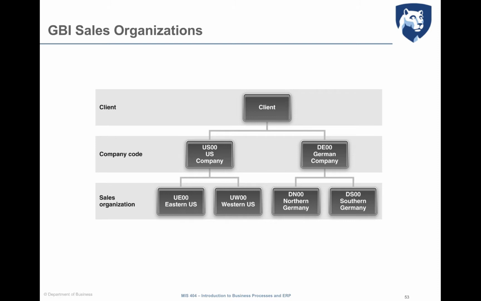If we stick with our example, the GBI example, we can see that GBI is a general company which is divided into two companies, GBI US and GBI Germany. Each of the two companies has sales organizations divided in two according to the geographical area. For the US, we have a sales organization for the Eastern US and one for the Western US, and for Germany, one sales organization for Northern Germany and one for Southern Germany.